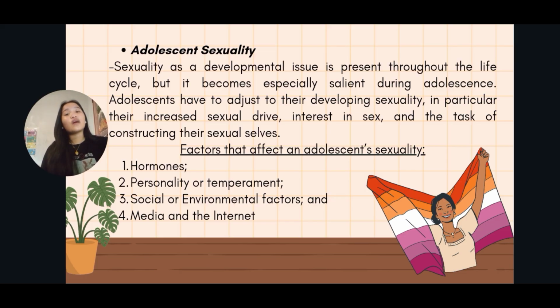Next is social or environmental factors: culture, religion, and school. They influence how we think about relationships and sexuality. For example, if you come from a family that is open to talking about and openly communicating about healthy relationships, it can help the teen feel comfortable asking questions.